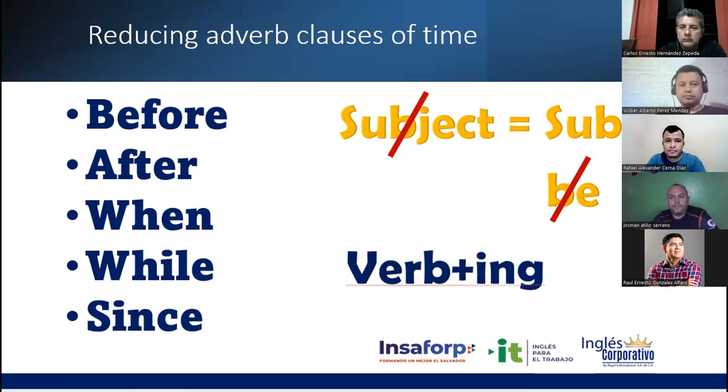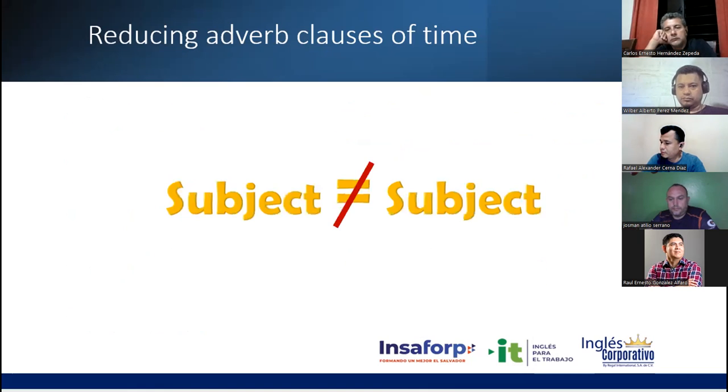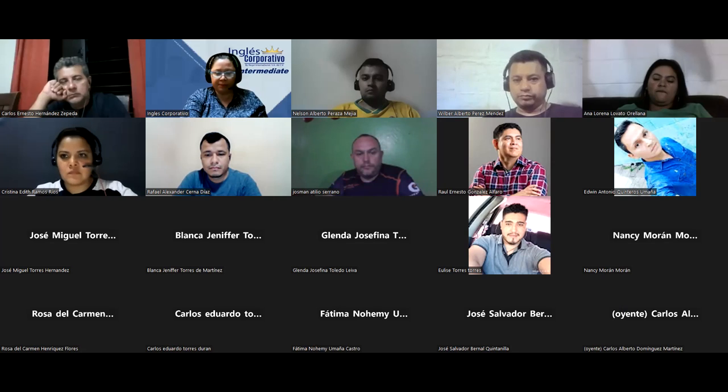Entonces, ¿cuál es la condición? What's the condition? The same subject. And if it is be, we eliminate. The condition here is that if we have different subjects in the clauses, we are not going to reduce it. It's not possible because we are creating a confusion. Okay, then we are going to reduce some of them.